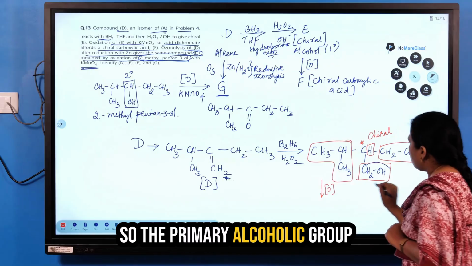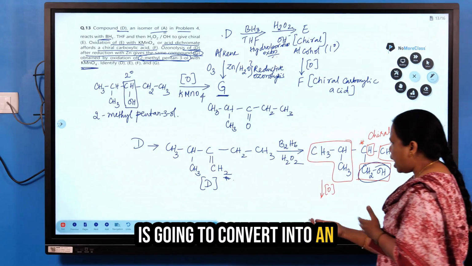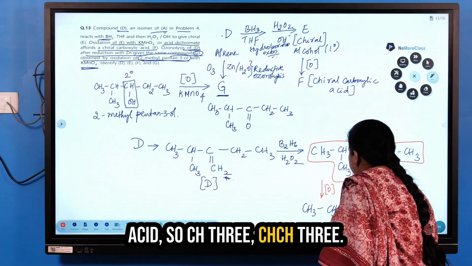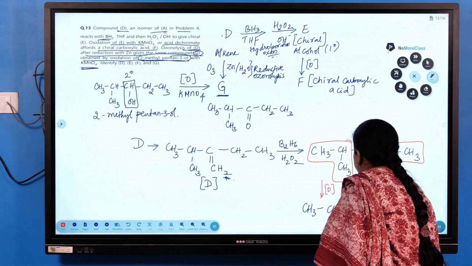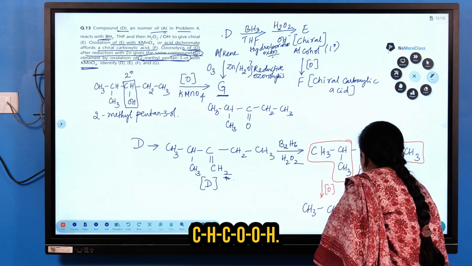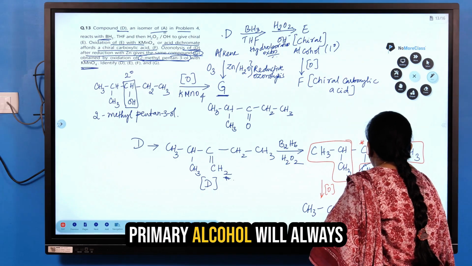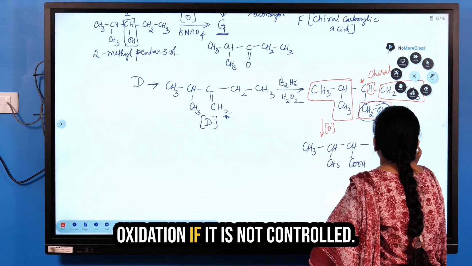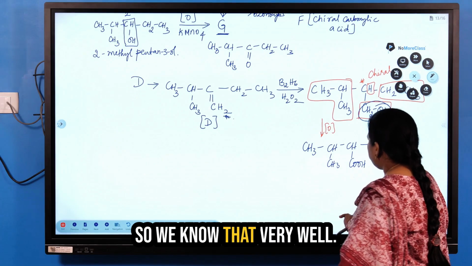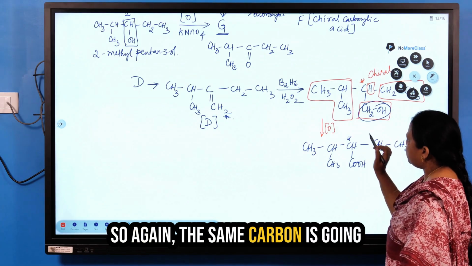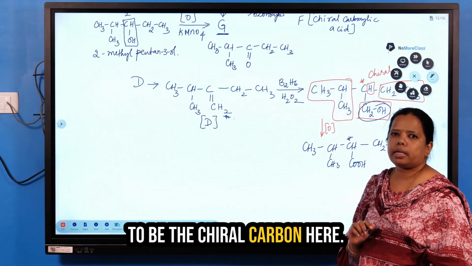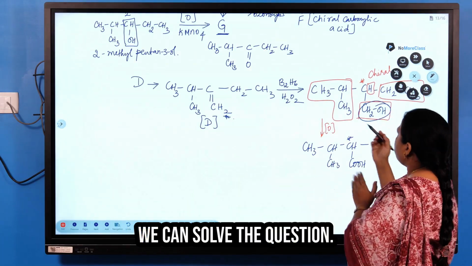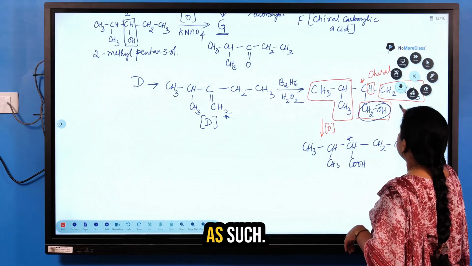So the primary alcoholic group is going to convert into an acid. So CH3, CH, CH3, CH, COOH. A primary alcohol will always convert into an acid on oxidation if it is not controlled. We know that very well. So again, the same carbon is going to be the chiral carbon here. So whatever instruction has been given to us, that is how we can solve the question.